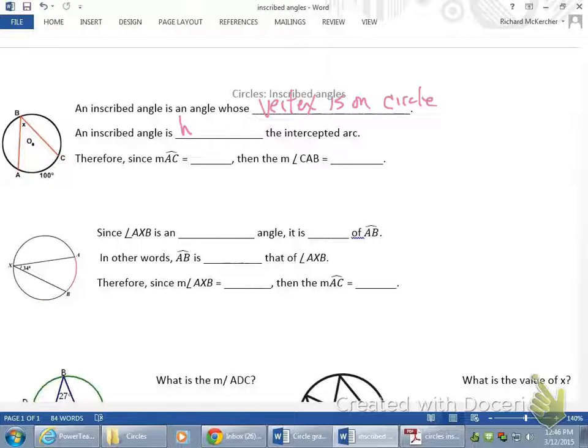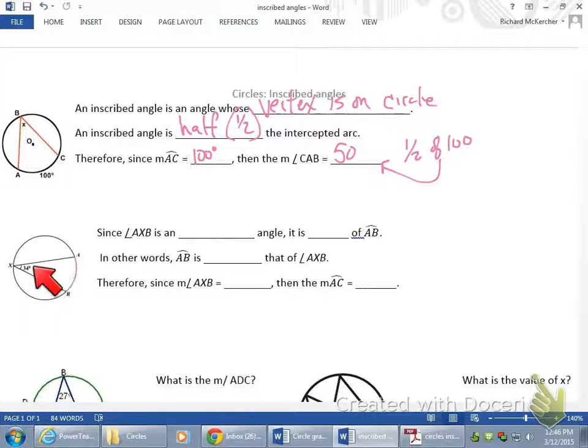An inscribed angle we found out is half of the intercepted arc. Half of the intercepted arc. We did that in class the other day with the rubber band, if you remember. Therefore, just by using that fact, we now know that since arc MAC is 100 right here, and since CAB is the inscribed angle, then it has to be half of that, which of course is 50.